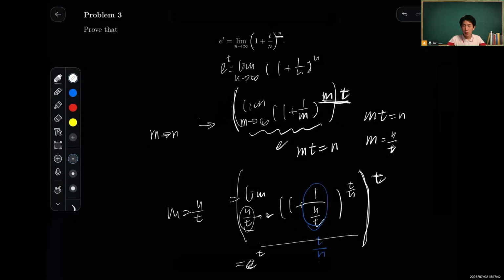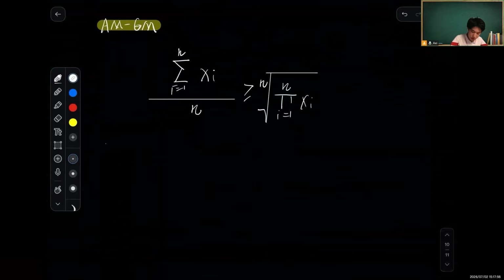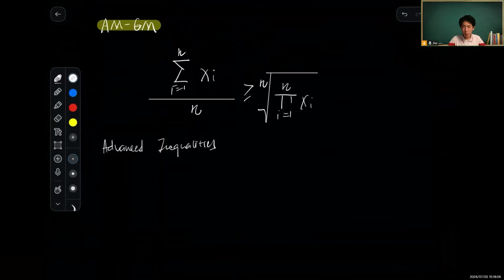Very interesting. Now, we have finally finished the talk about homework, and now we're back to inequalities. In this lesson, we're talking about advanced inequalities, the most famous of which is AM-GM. I will also be explaining the Cauchy inequality and its extended lemma, the Engel form or Titu's lemma.